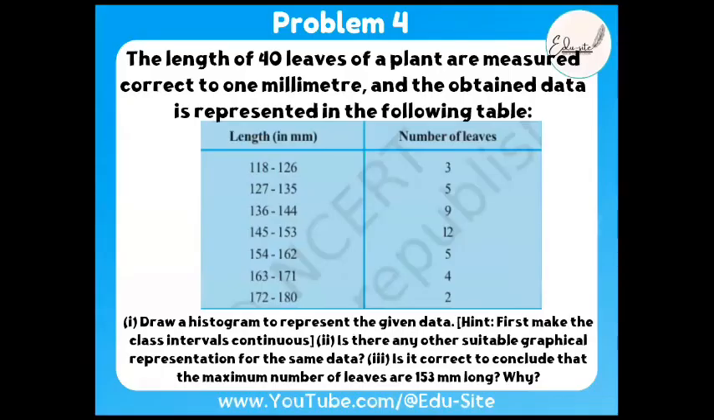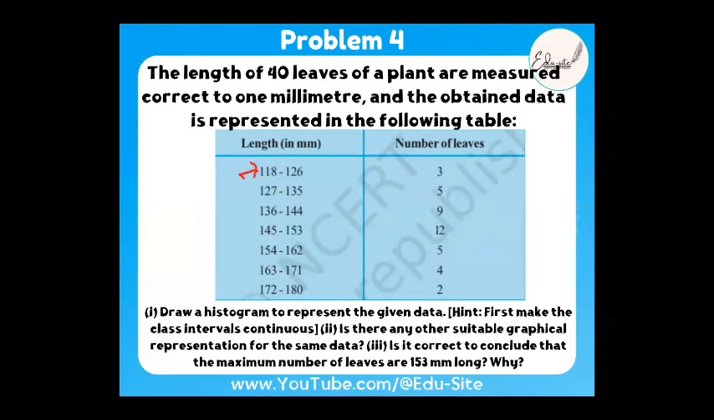Do you remember there were changes made here? They gave you a hint. First, we had to check whether they are continuous class intervals or not. There was a break here, right? What is the break here? There was a 1 centimeter break between 126 and 127, right? In a histogram, there should be no break on the x-axis, correct?